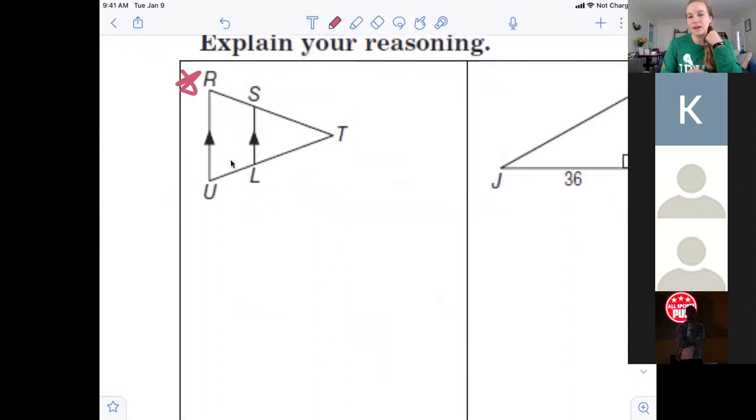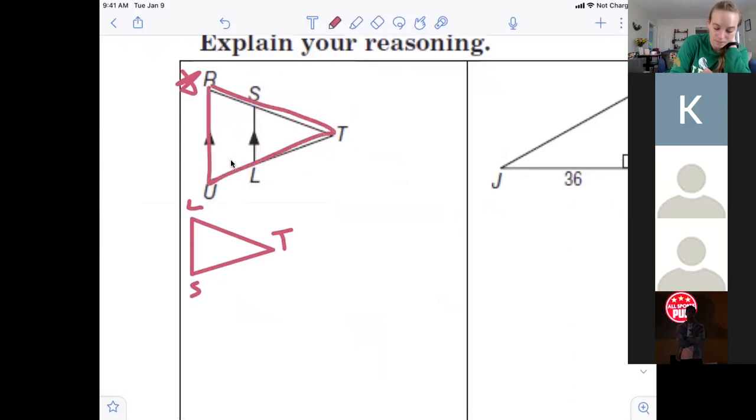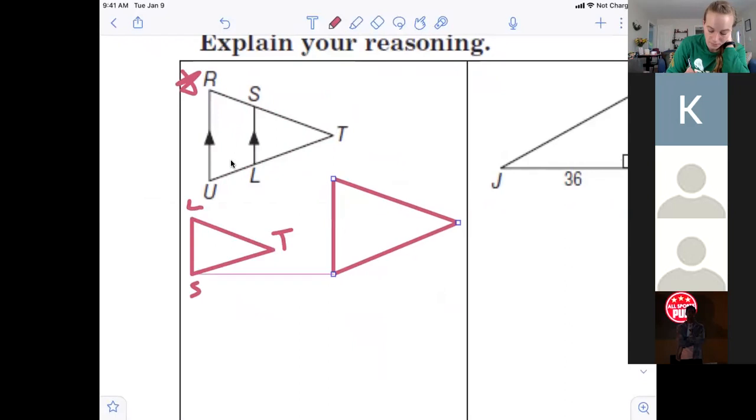Okay, right here, I've got one triangle on top of another triangle. I've got triangle LTS, and it's on top of RUT. I know I didn't name those in order. That's okay. I just wanted to kind of separate them. Let's separate them and look at them separately and see if that helps me figure out if they're congruent or if they're similar or not.